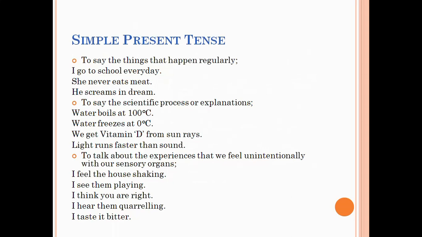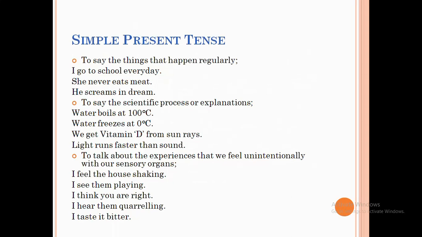Let's see the example. I go to school every day. She never eats meat. He screams in dream. So in this situation, we can use simple present tense. Another situation where we can use simple present tense is when we have to say the scientific process or explanation. Whenever we want to describe the scientific process or explanation about the scientific process, we can use simple present tense.